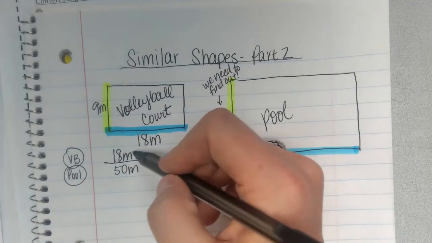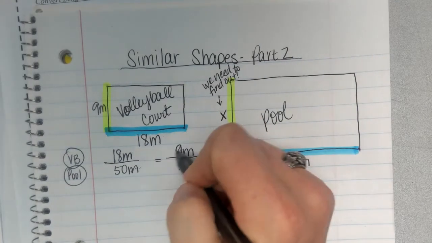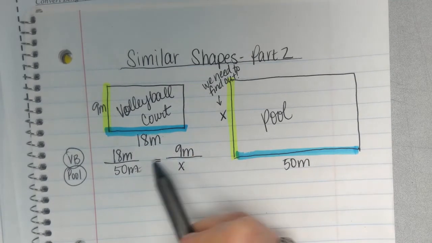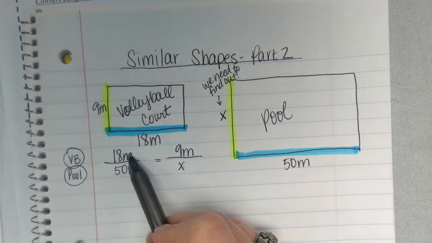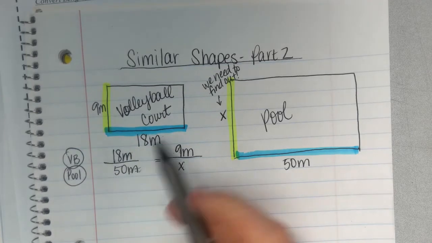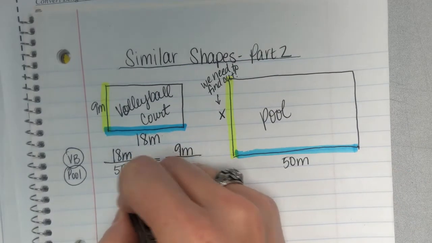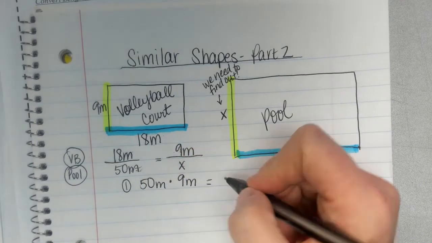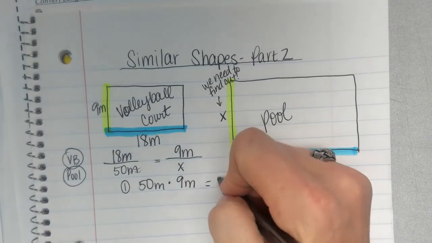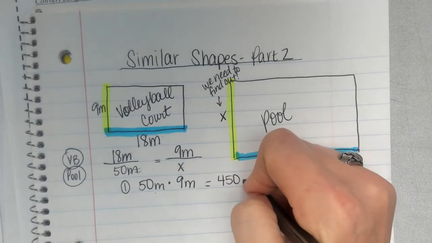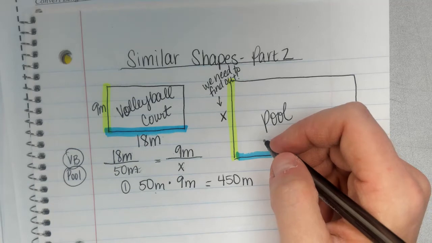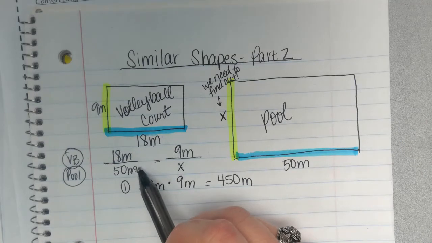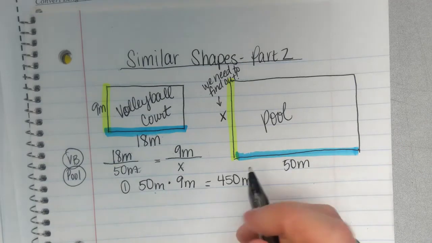All we're going to do here is cross multiply and divide. You always cross multiply with the numbers you do have, and then divide by the third number. So step 1 is 50 meters times 9 meters. Well, 5 times 9 is 45. Add your 0 because it's 50. That's 450 meters. Then we are going to divide by 18 meters.